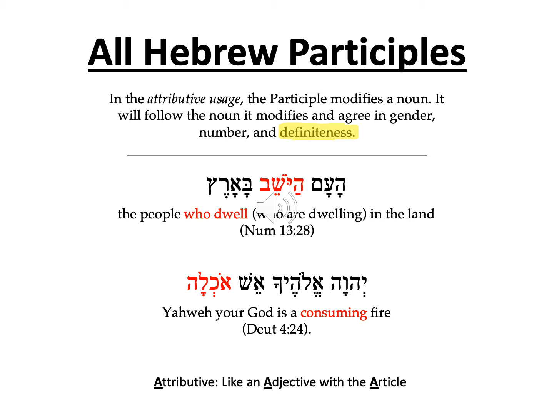This should be easy to remember because the attributive is translated like an adjective with the article, all starting with A. So the first example here, the people who dwell, could actually be the dwelling people. And Yahweh your God is a consuming fire. Again, both are used as adjectives, consuming fire, dwelling people, and both have the article because the particular word they are defining has the article, or lack the article because the defining word lacks the article. Attributive, like an adjective with the article.